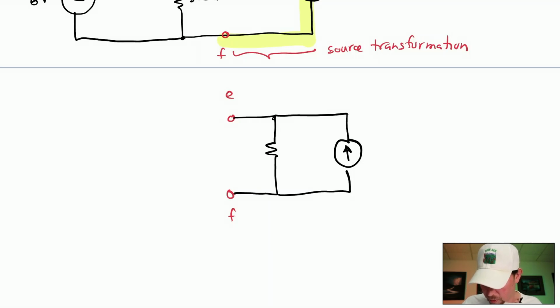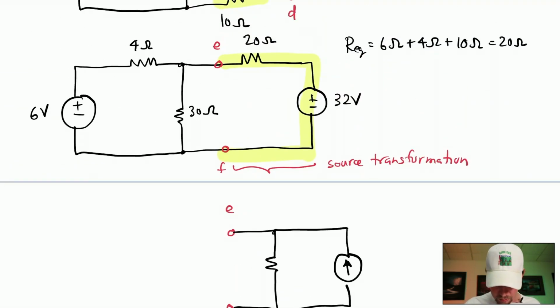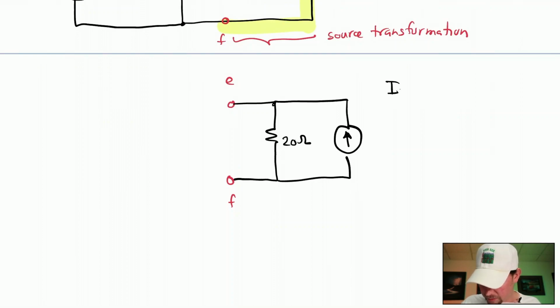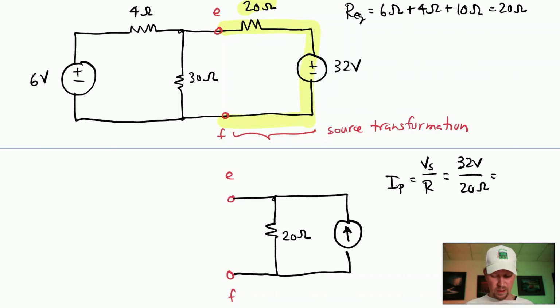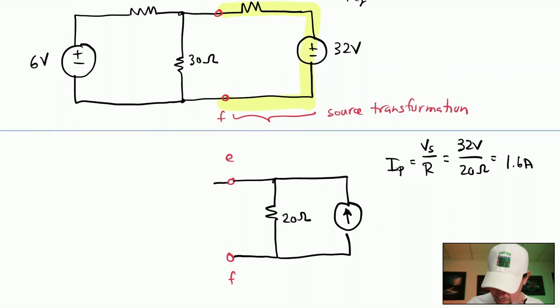The current must go up. The value of the resistor must be the 20 ohm value. And the current of the source, well, it's the voltage of the source divided by the resistance. This was a 32 volt source. This was a 20 ohm resistor. I should be able to calculate this without a calculator, but let's verify on my calculator anyway. This is a 1.6 amp current source.